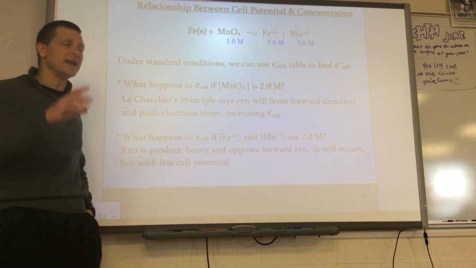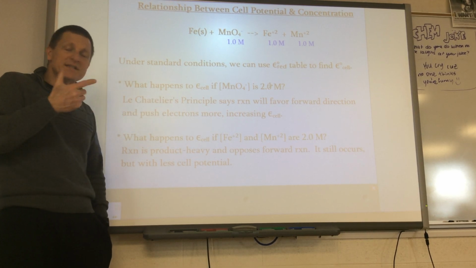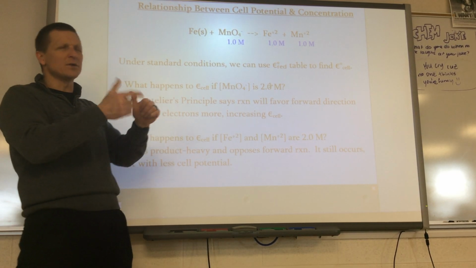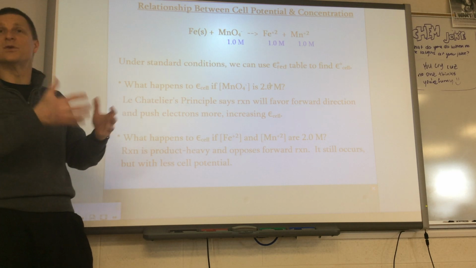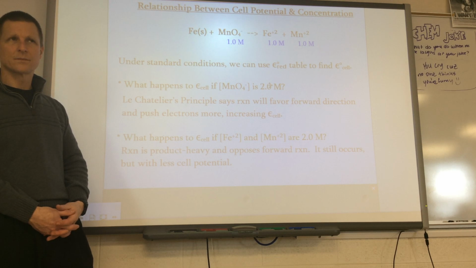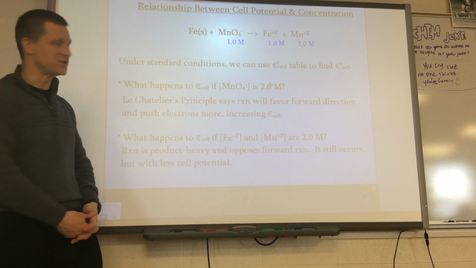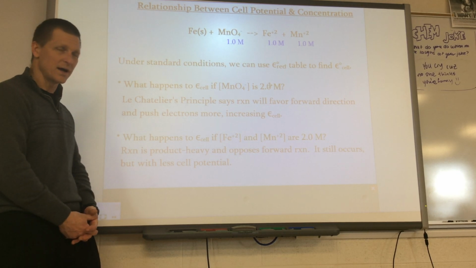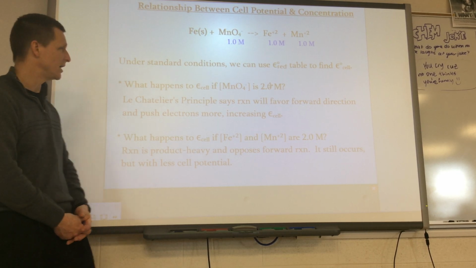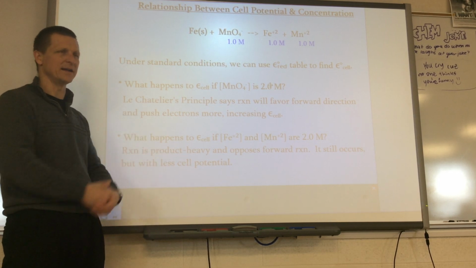So I want you to know that. Increasing the reactants creates a higher voltage. Increasing the products causes the forward reaction to be resisted some, so it decreases the voltage. And we're going to calculate how much those changes are tomorrow. I'll have this thing called the Nernst equation that will calculate that. But that's the concept behind it.